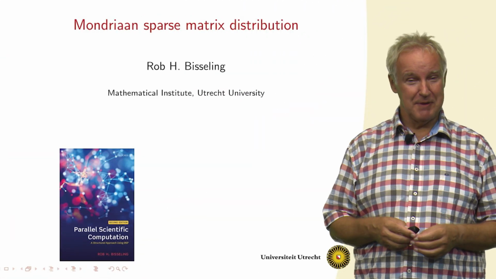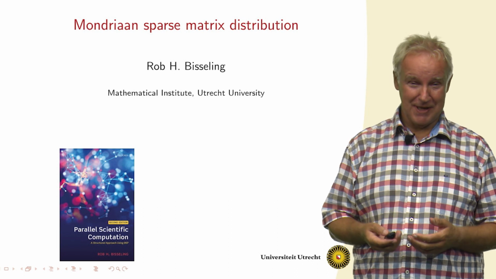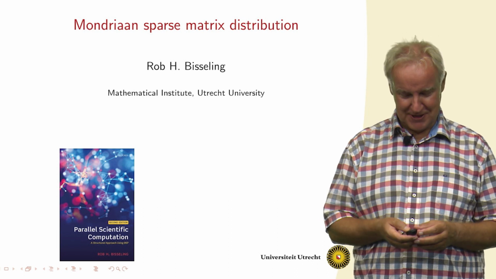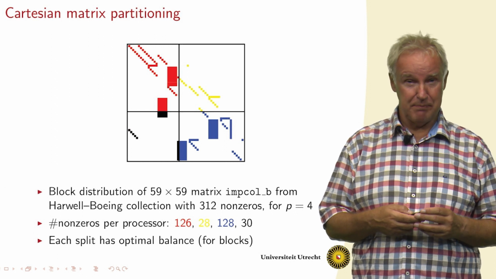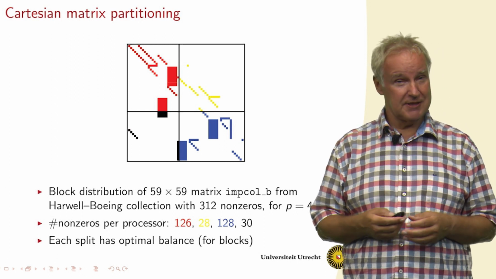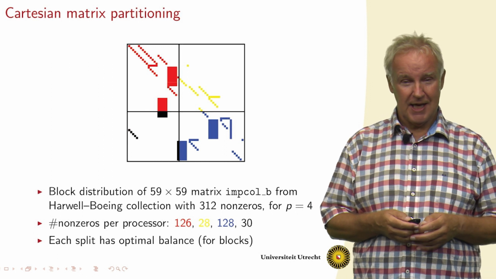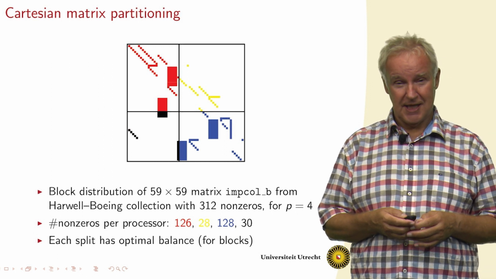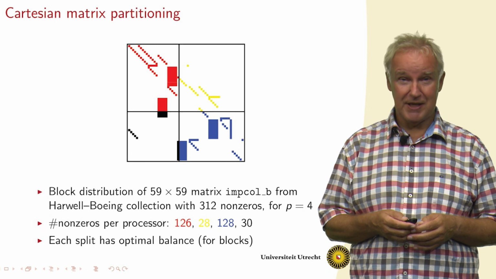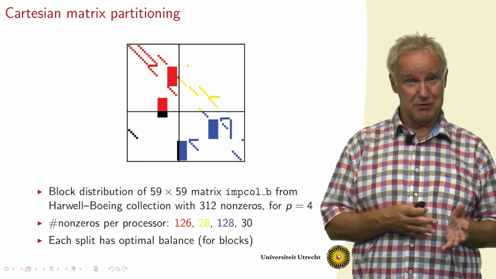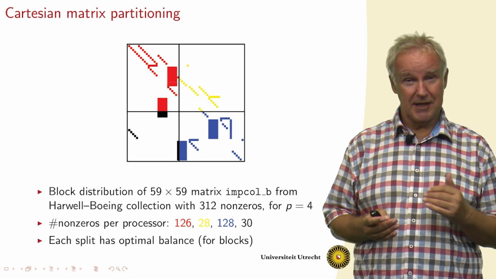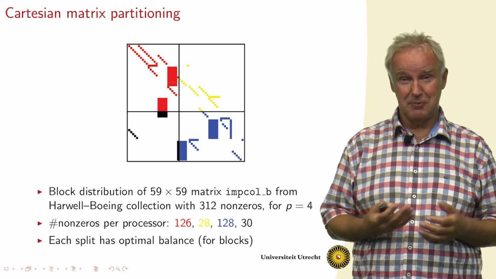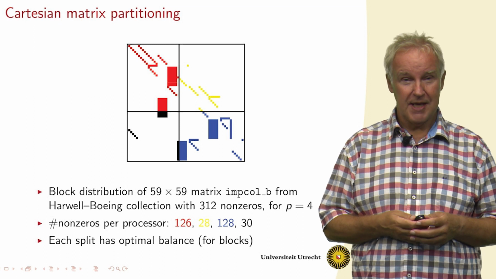Today we're going to meet Mondriaan, not the painter, but the sparse matrix distribution. This is the matrix imcol from Imperial College, which represents a chemical reactor. We have split it in a Cartesian way, first by a vertical cut, trying to have as many non-zeros to the left as to the right, and then by a horizontal cut where we had to make some compromise.